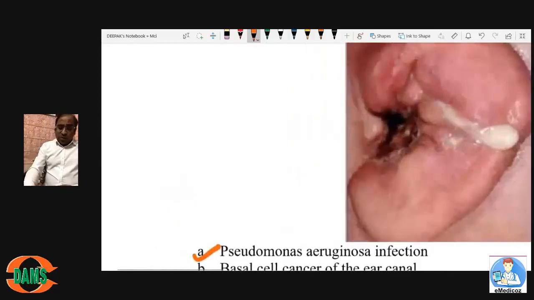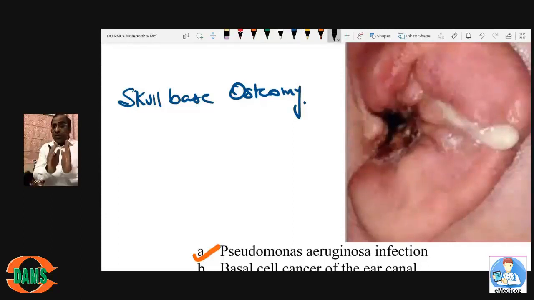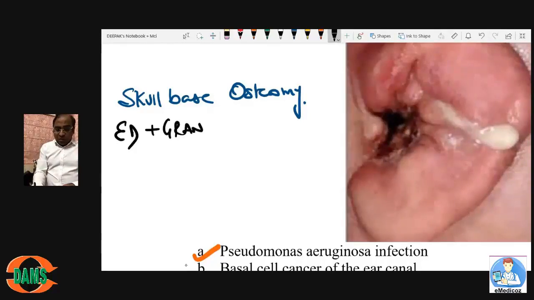Now, what are the worth remembering points on malignant otitis externa? Very important topic. It is caused by Pseudomonas, also known as skull base osteomyelitis. There is an osteomyelitis on the base of the skull. What is the presentation of this patient? The presentation will be ear discharge with granulation in the canal. Always remember, granulation in the canal with facial nerve paralysis. This patient will be having facial nerve paralysis.